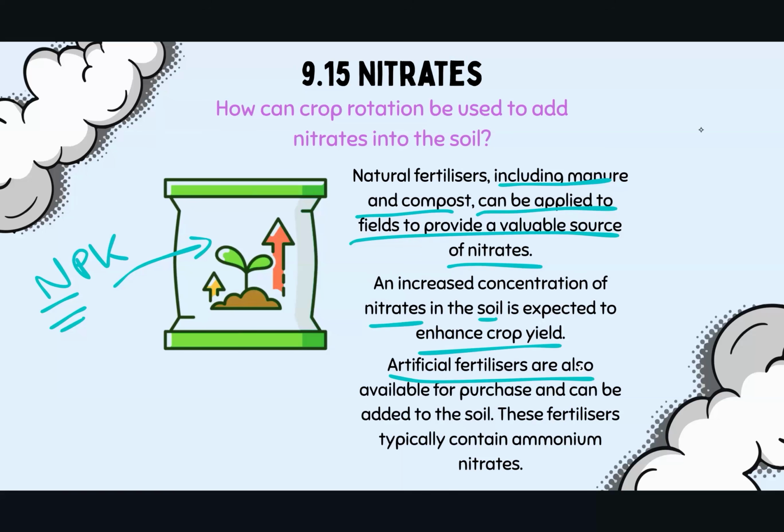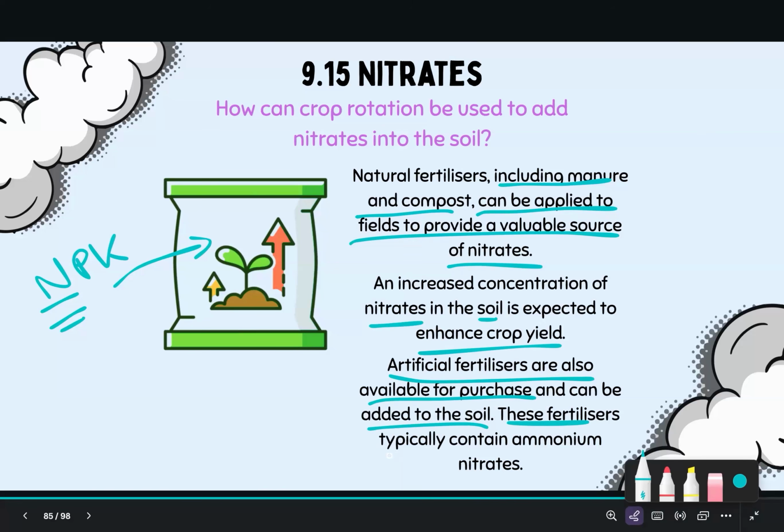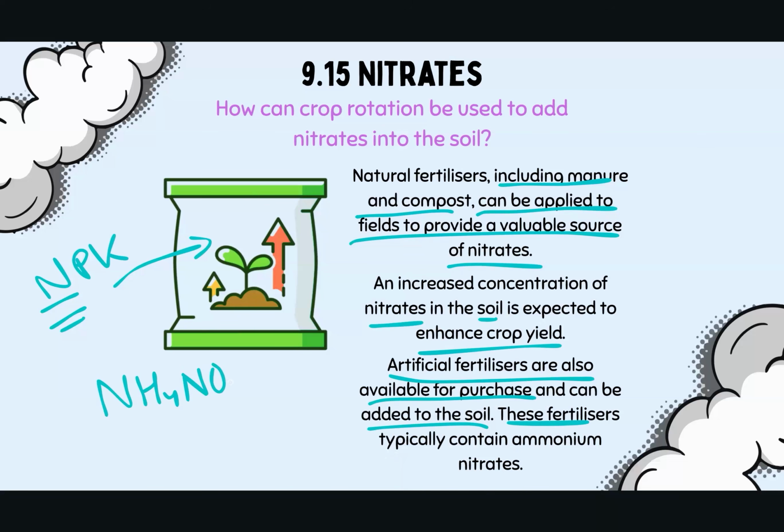Artificial fertilizers are also available for purchase and can be added to the soil. These fertilizers typically contain ammonium nitrates. So ammonium nitrates look like this. So it's got twice as many nitrogens.